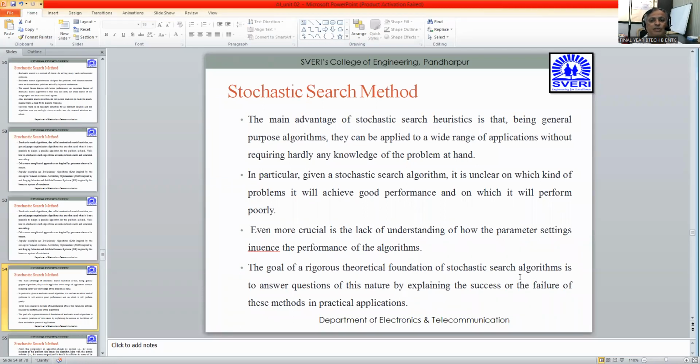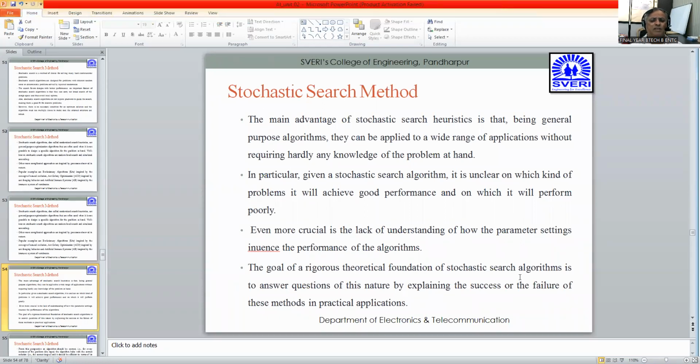So there are some things which are very good for stochastic search, but again, you know that there are always two sides of the coin. One is good and the other has some limitations or drawbacks. It's very good: a general purpose algorithm, widely used, which doesn't require much information about the problem in hand. But at the same time it may give good or poor performance. And the second drawback is that we have a lack of understanding regarding which parameters have affected the performance of the algorithm.